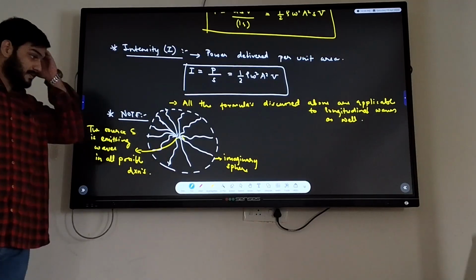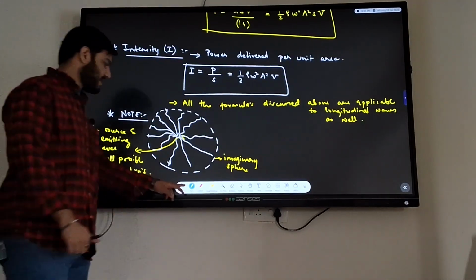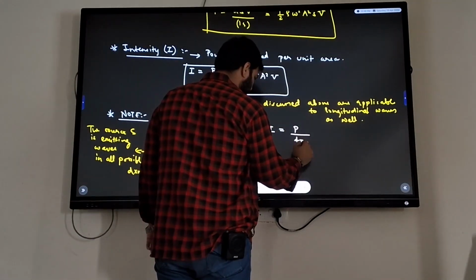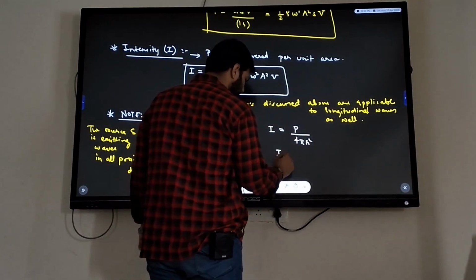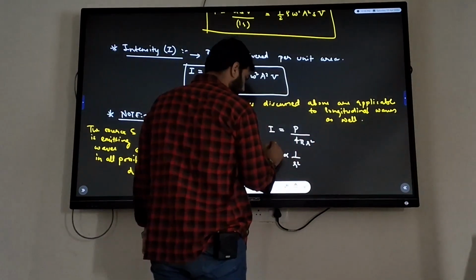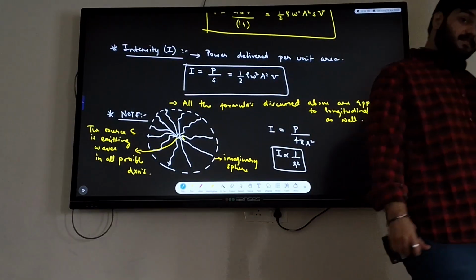Then what will be the surface area of the sphere? 4 pi r square. So your intensity will be power by 4 pi r square, and then your intensity will be inversely proportional to r square. Just remember the result.